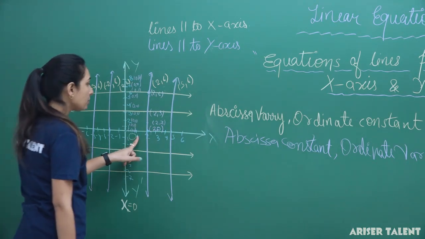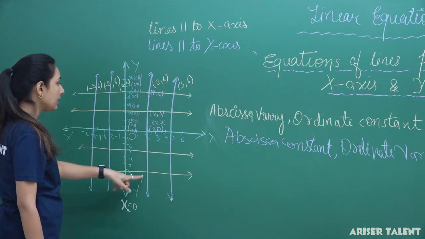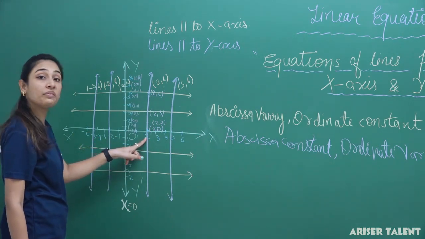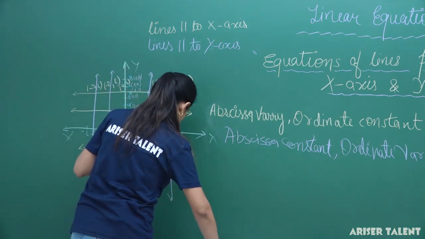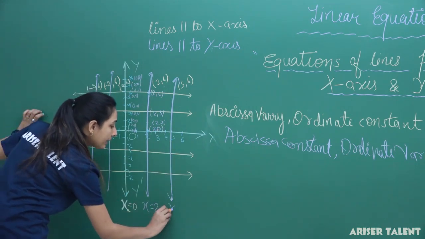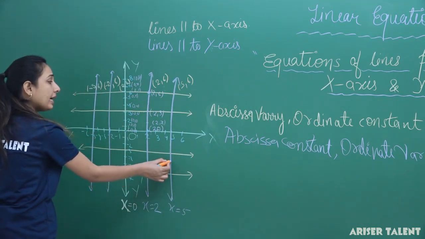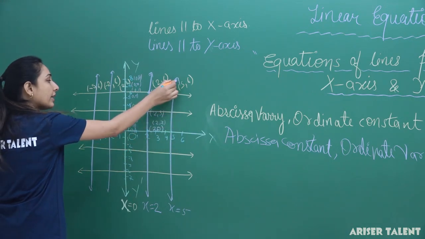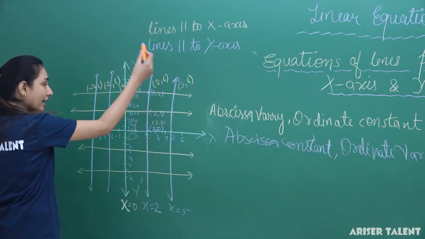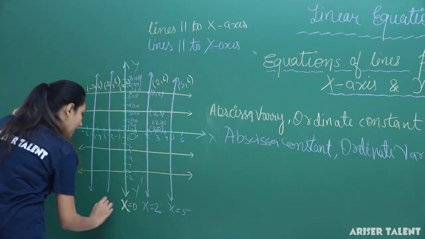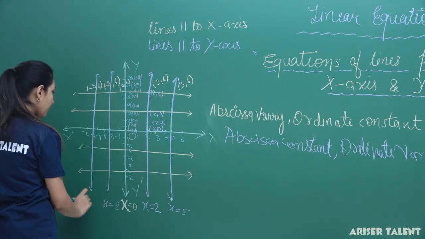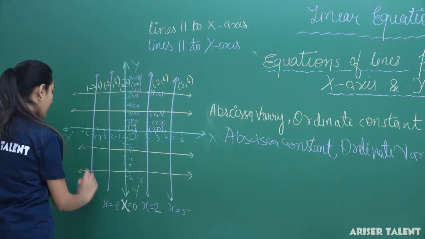Right. In this line, the value of x is constant throughout, which is 2. So I will call it x equals 2. For this line I will call x equals 5. Look at that point, here x equals 5, here x equals 5, here x equals 5, all the way we are having x equals 5. Here I am getting x equals minus 2 in that particular line. Here I am having x equals what? Minus 5.